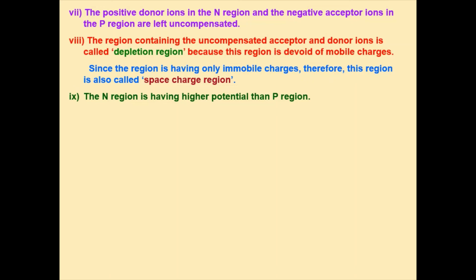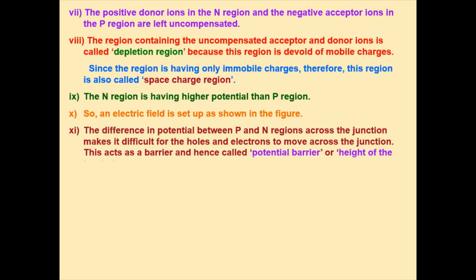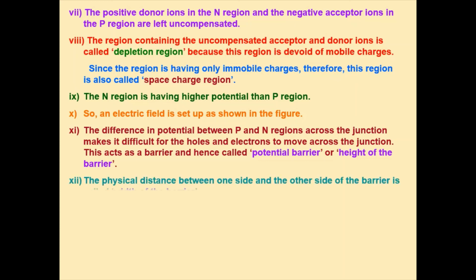And next, the N region has higher potential than the P region. So the electric field is set up across the depletion layer, or across the junction, from positive to negative, or from N side to P side. The difference in potential between P and N region across the junction makes it difficult for the holes and electrons to move across the junction. This acts as a barrier and hence is called the potential barrier, or height of the barrier. And the physical distance between one side and the other side of the barrier is called the width of the barrier.